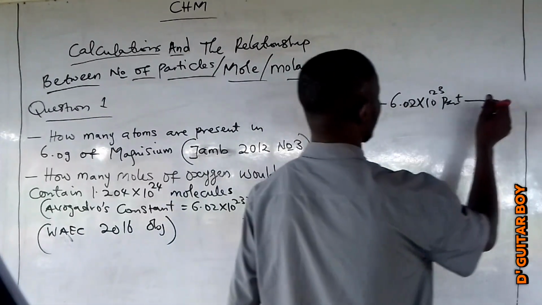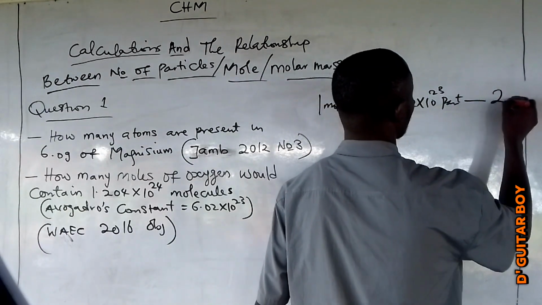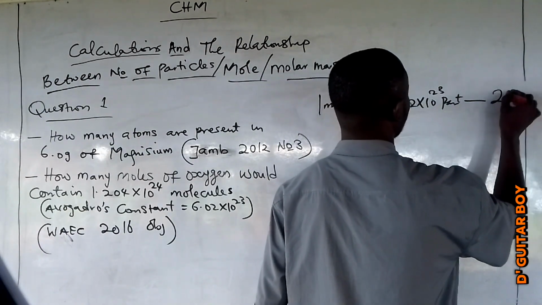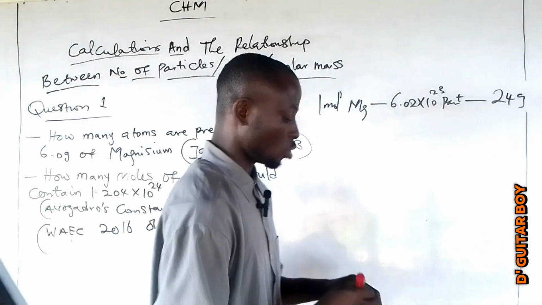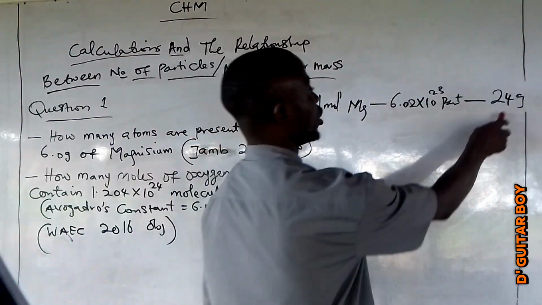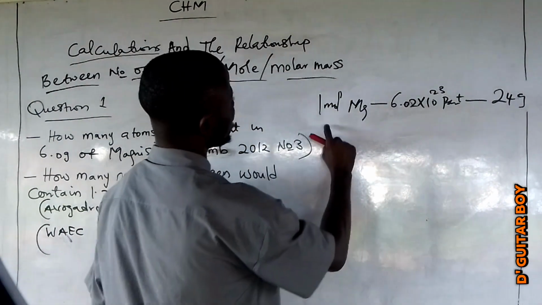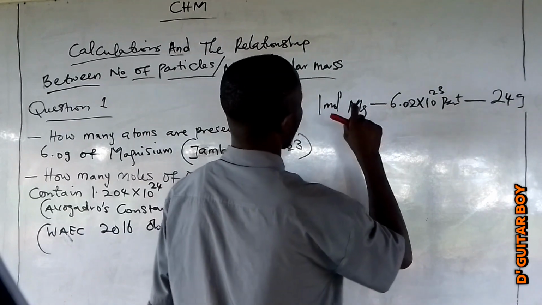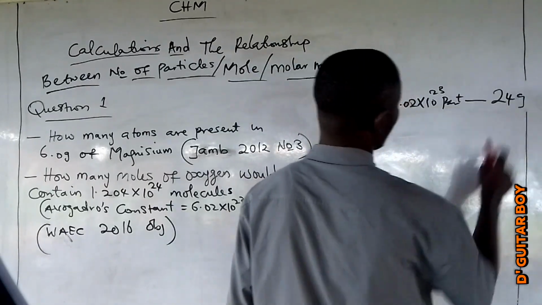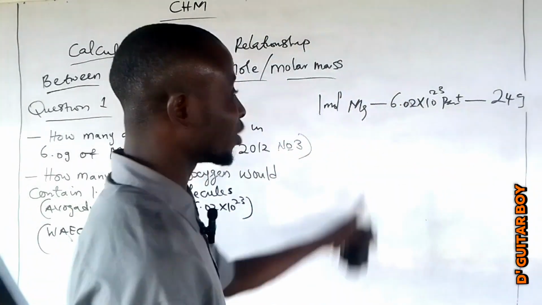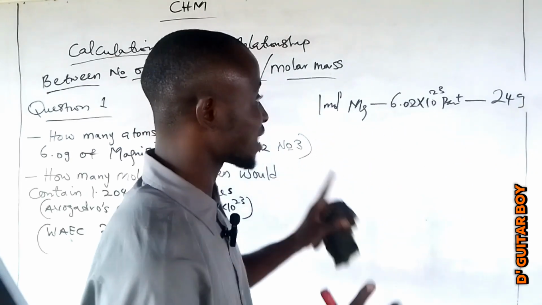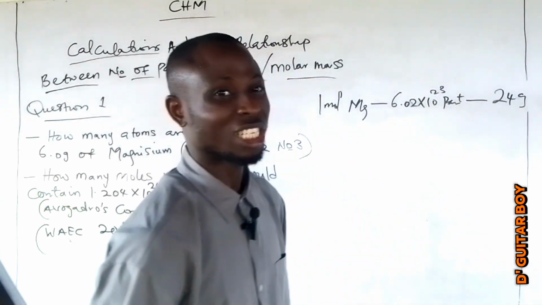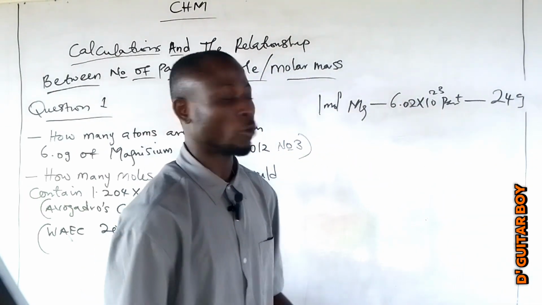What is the relative mass of magnesium? The relative mass of magnesium is 24. So the relative mass of an atom of magnesium is 24. So you see the relationship between mole, number of particles, and relative mass. Once you understand this very well, most calculations in chemistry will be easy for you.